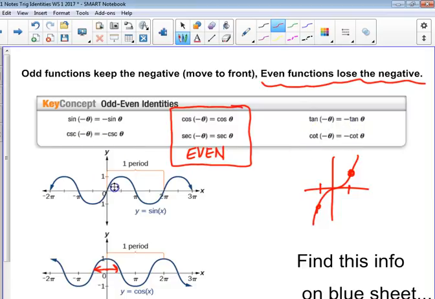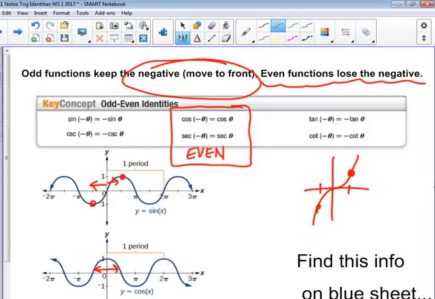So on any odd function, if I go to the right pi over 2 here, I get 1. If I go to the left pi over 2, I get negative 1. All right, so on any odd function, you can move the negative out to the front. The sine of negative pi over 2 is the opposite of the sine of pi over 2.